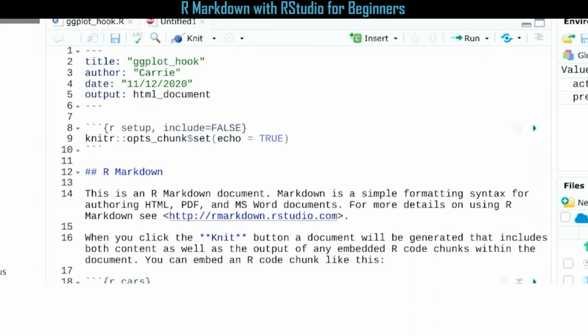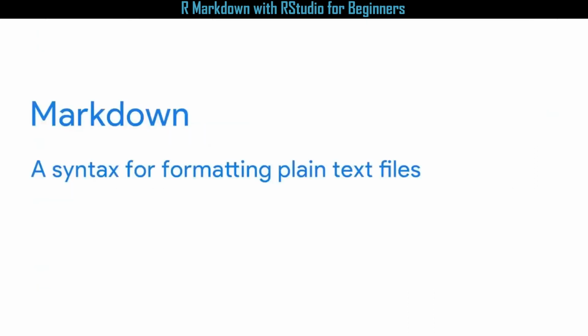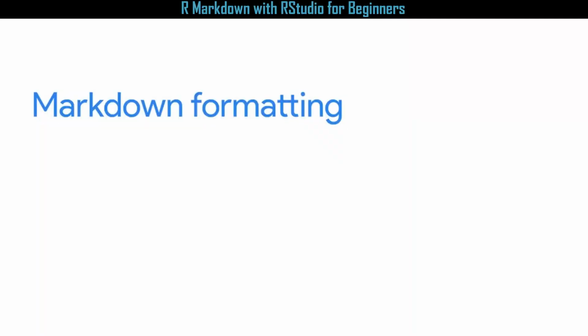R Markdown documents are written in Markdown. Markdown is a syntax for formatting plain text files. Using Markdown makes it easier to write and format text in your document. Markdown is also easy to read and to learn. For example, if you want to italicize a word or phrase in Markdown, just add a single underscore or asterisk right before and after the word.